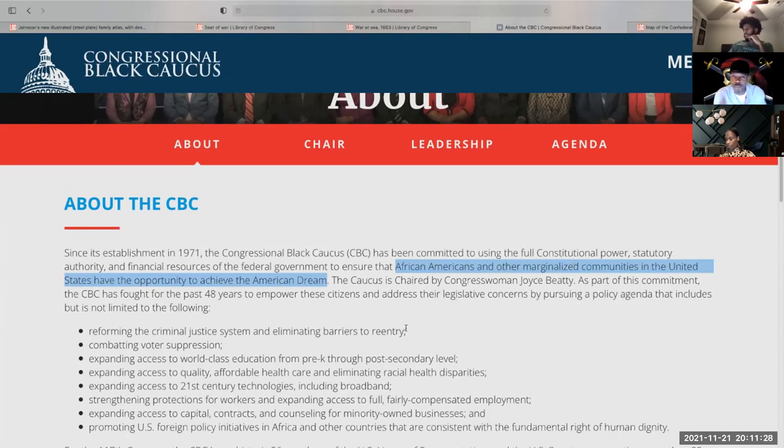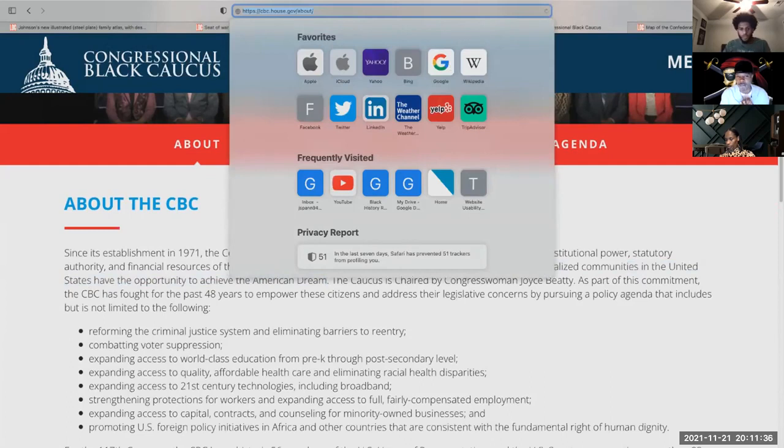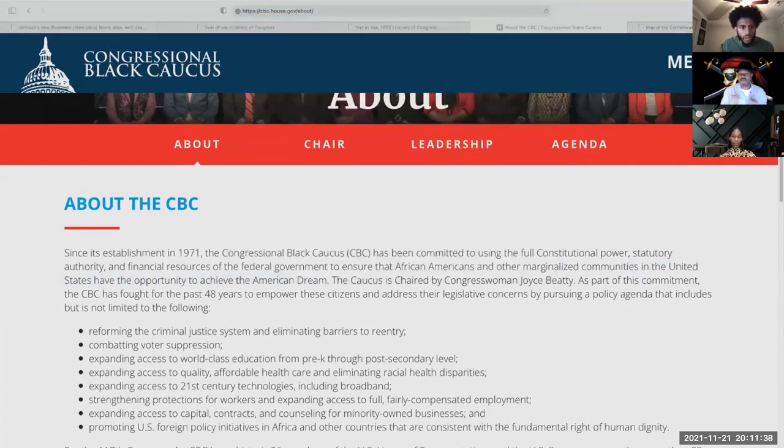Now, can you pull up the Asian caucus and the Hispanic caucus real quick and go to their about page? Definitely. Because we want our people to see these people should not even be walking in public at this point. But it's because we don't know.